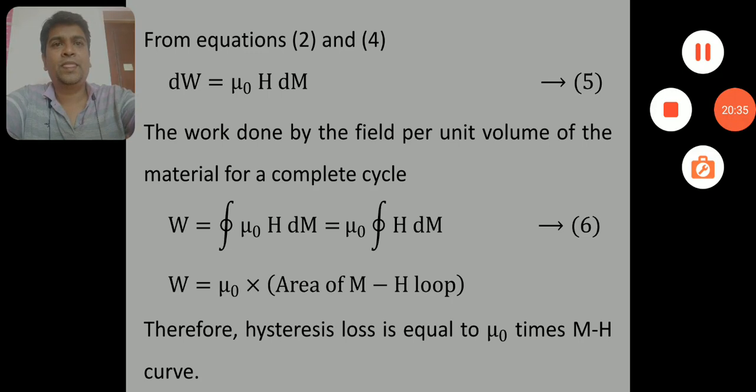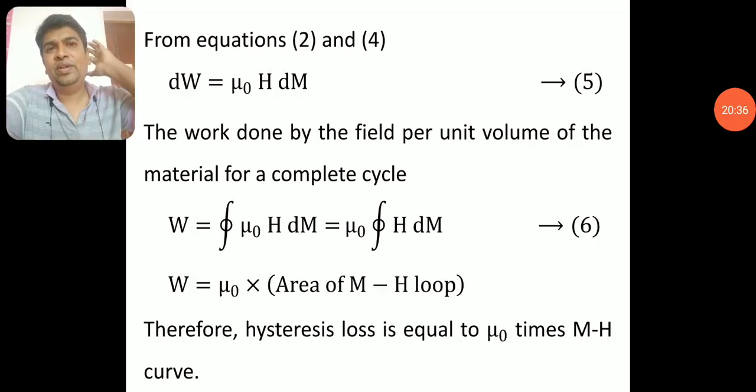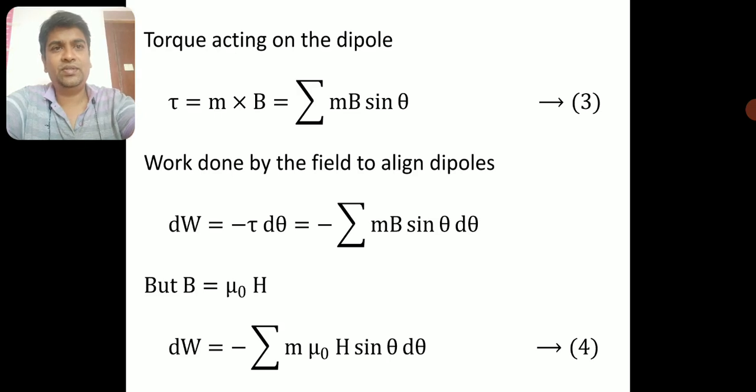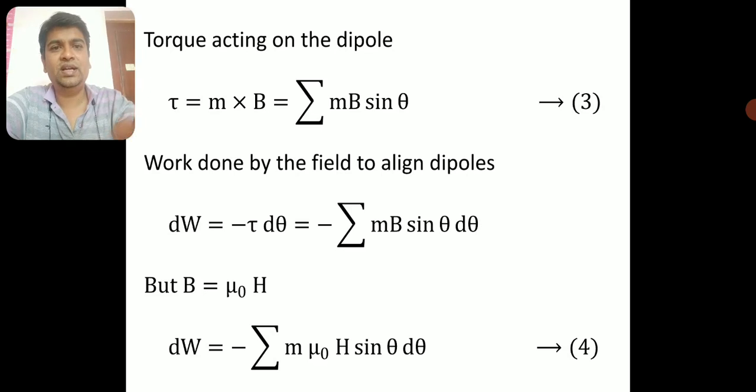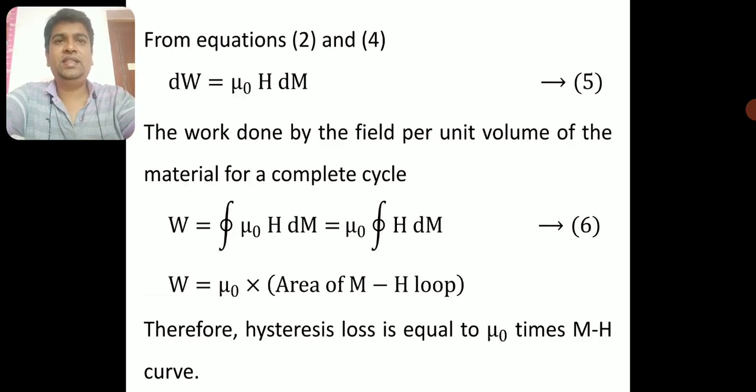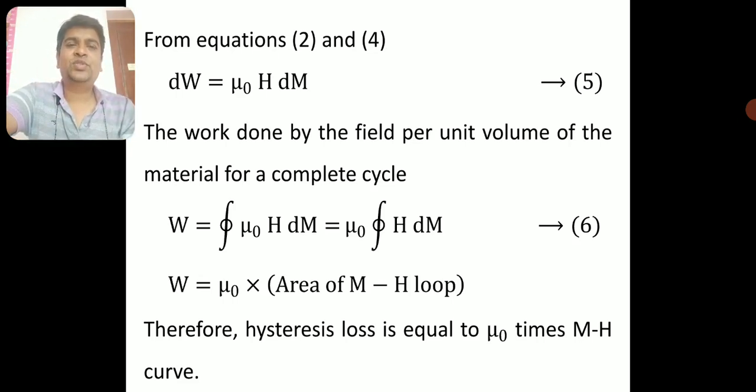Now, from equations 2 and 4, go back and see what equations 2 and 4 are. 2 is the dM equation and 4 is the dW equation. If I see these two, I can get an equation dW is equal to mu naught H into dM. I have substituted for dM, writing the dM on the right hand side. So that gives equation 5.